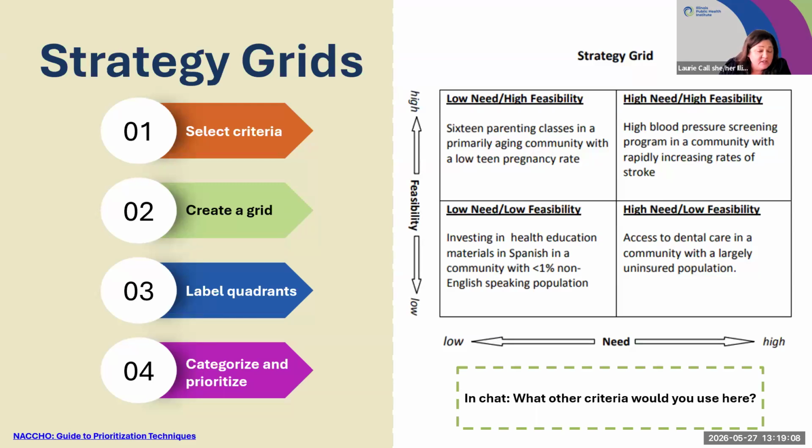And I wanted to just ask, what other criteria might you use in a strategy grid? So this one is using need and feasibility. What are some other 2 comparisons that you might use? And go ahead and pop that into the chat.